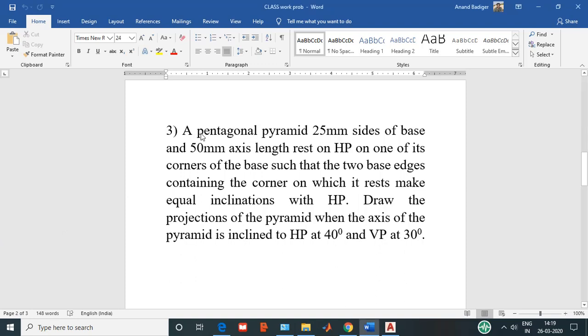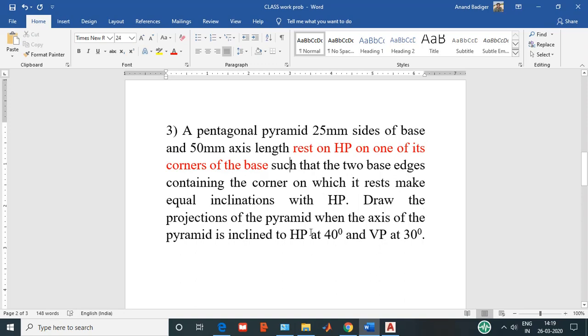So there is a pentagonal pyramid. 25 mm is the side of the base, 50 mm is the axis length, and it is resting on HP on one of the corners of the base. So that is our first data: rests on HP on one of the corners of the base, such that the two base edges containing the corner on which it rests make equal inclination with HP. I'll come to this statement later when I'm solving it.